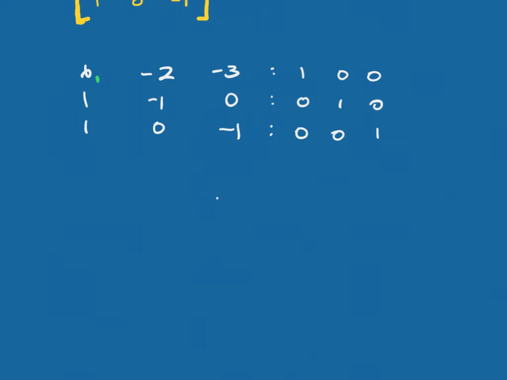I can switch. Are you going to want to multiply that times 1/6? Nope. Save it as long as you possibly can. Okay? So I can switch. You said top and bottom. So let's do row 1 switch with row 3. So 1, 0, negative 1, 0, 0, 1. 1, negative 1, 0, 0, 1, 0. And 6, negative 2, negative 3, 1, 0, 0.